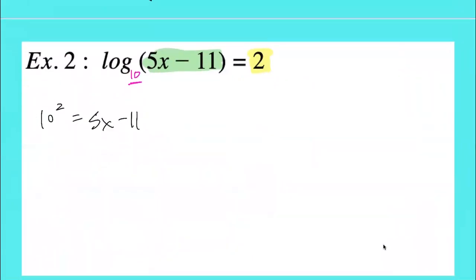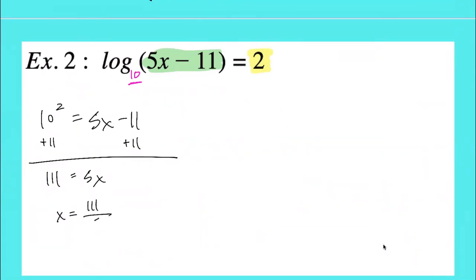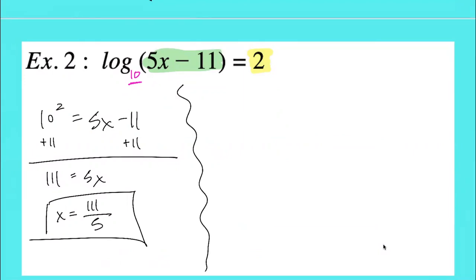From here, we have a pretty straightforward equation to solve. We can add 11. So I end up with 111 equals 5x. And then x equals 111 over 5. All right. And again, we can leave it in the exact form. It makes it exact, but it also makes it easier to check your answers.